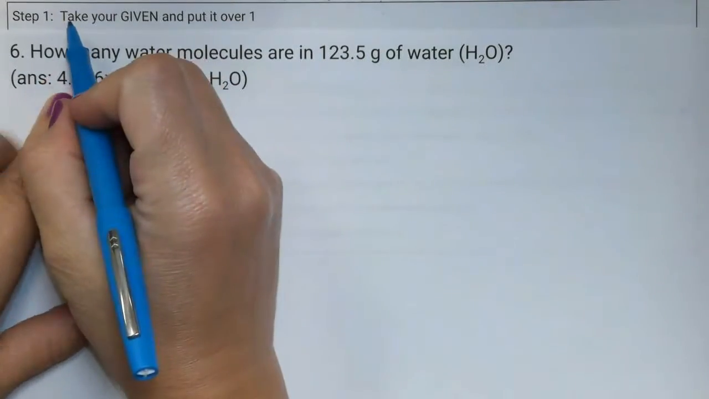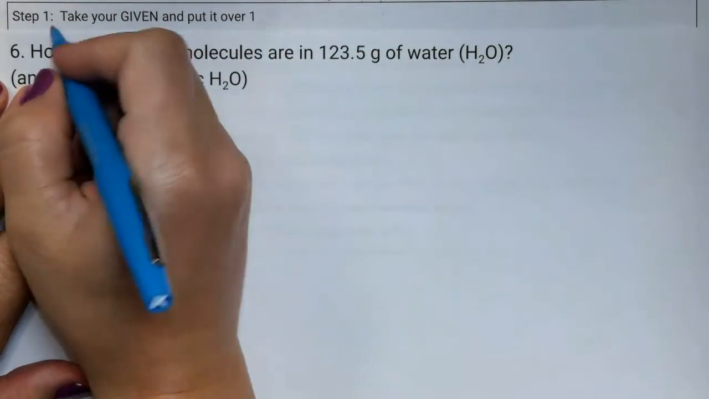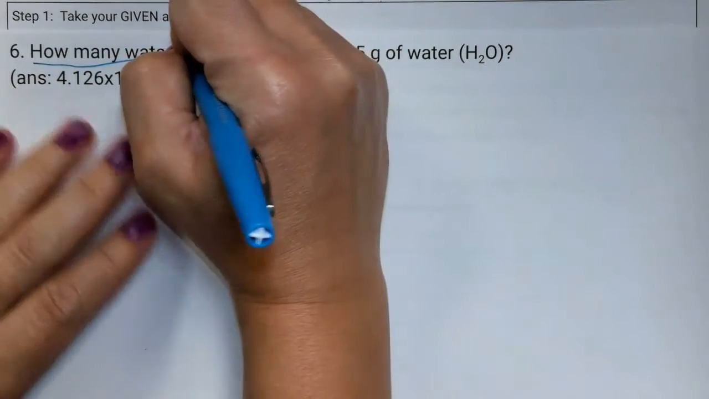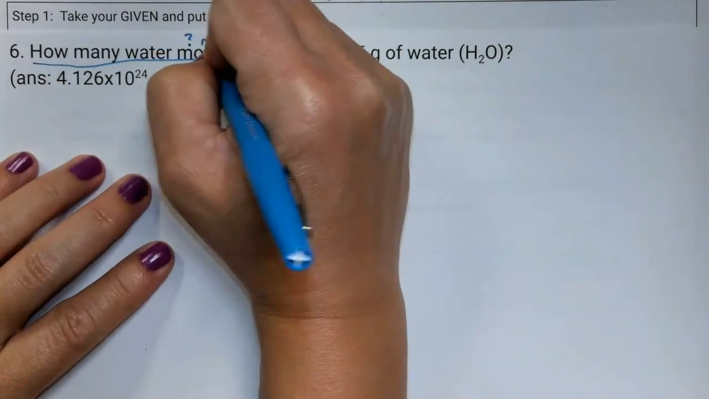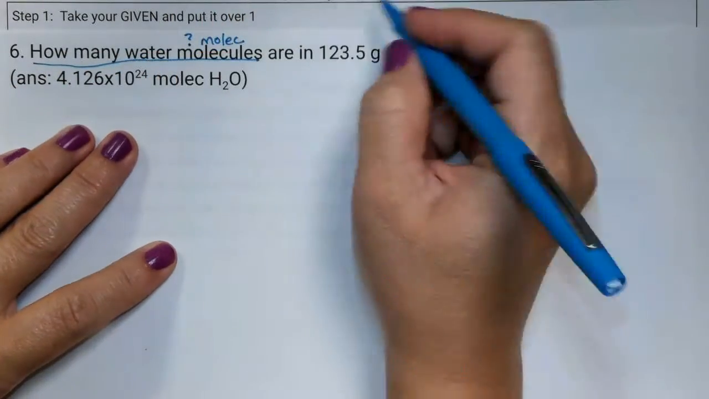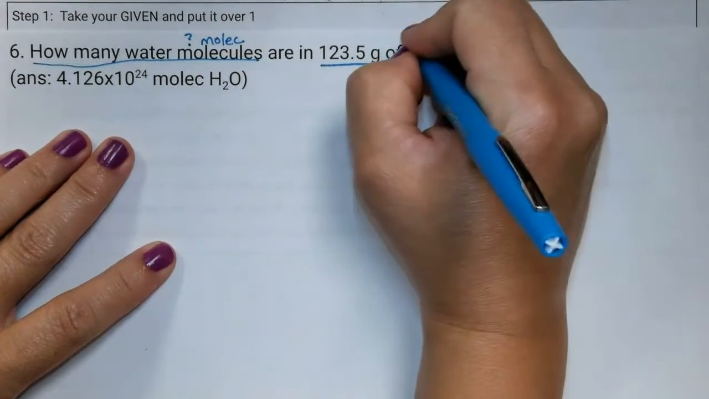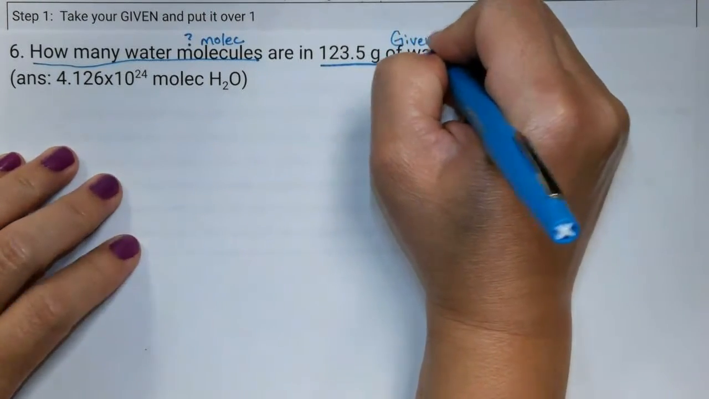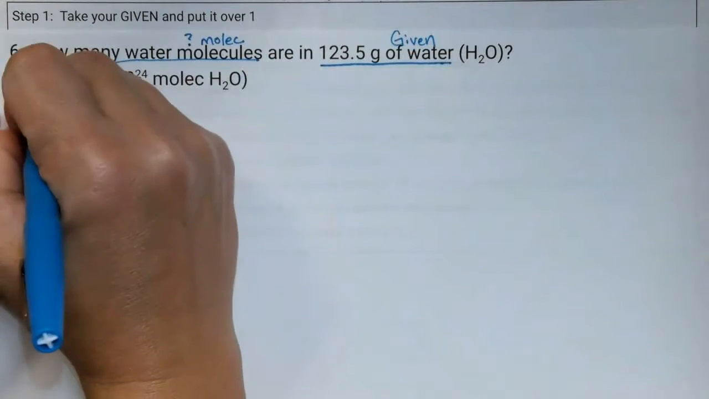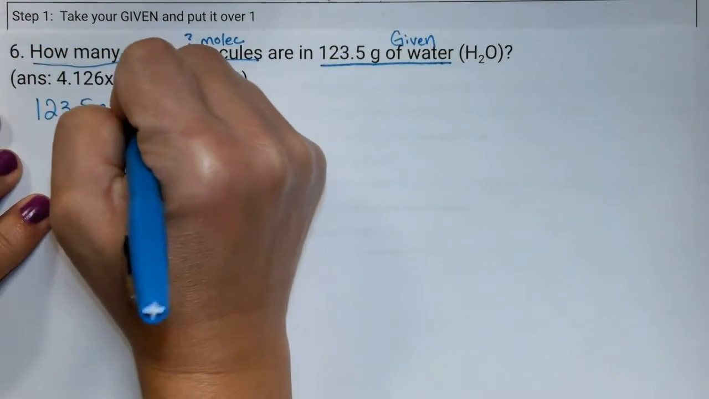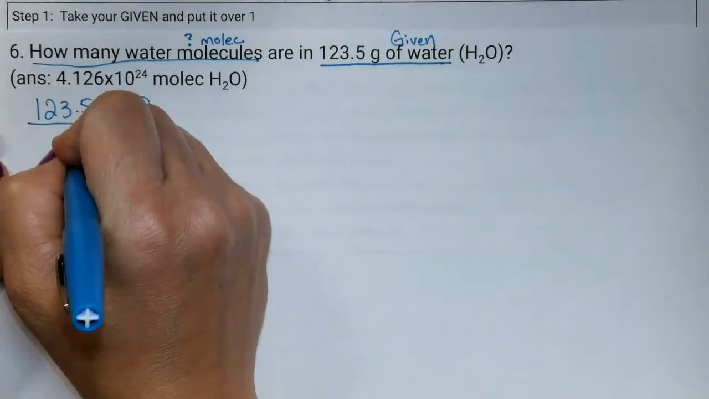For number 6, we start by taking our given and putting it over 1. The question is, how many water molecules? So question: molecules, and we are given 123.5 grams of water. So here's our given. So we're going to take our given, 123.5 grams H2O, and put it over 1.